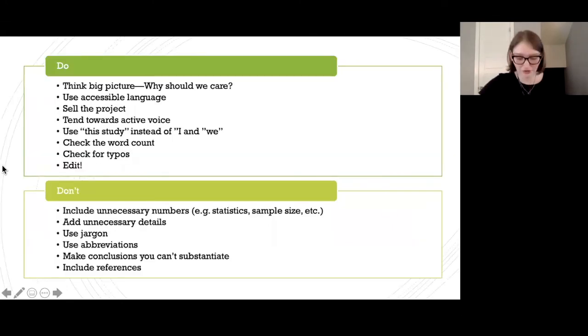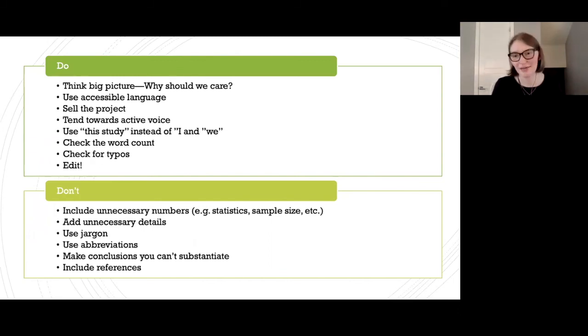And so generally, when you're thinking about writing abstracts, think big picture, use accessible language, sell your project. Don't be afraid of selling your project. You've worked really hard on it, so sell it. It's important, get it out there.